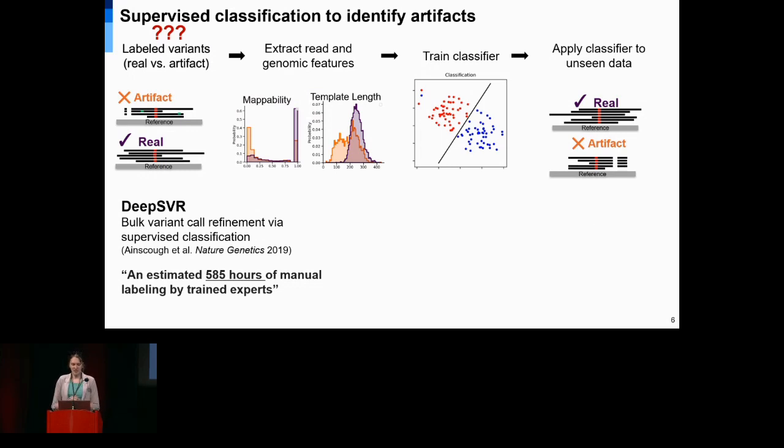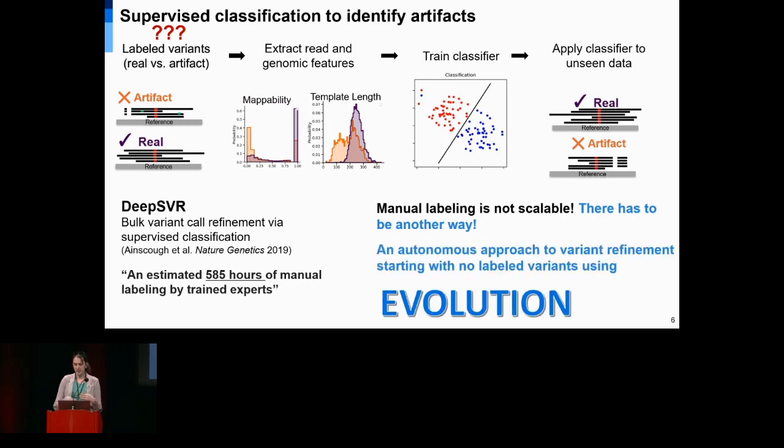And what we found is that it works very well for bulk sequencing data, but as we try to apply it to single cell data, or with slightly different pre-processing pipelines, the performance drops to some extent, and it could potentially be improved by doing more manual labels, but that's not really a scalable approach. So what I'm going to present today is instead an autonomous approach to this problem. So a way that we could approach this problem where we need no labeled variants to start with. And instead, we're going to use principles of evolution to infer variant labels.